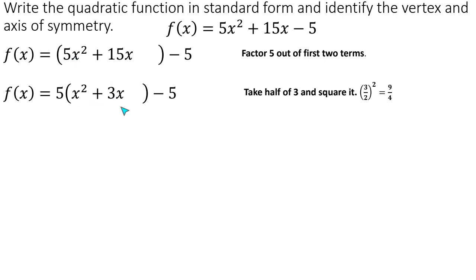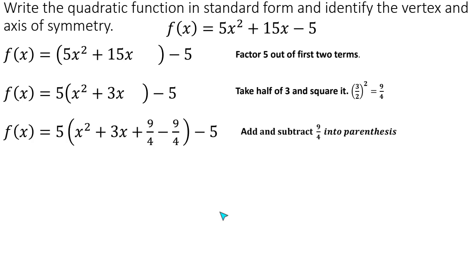Our next step is take half of 3, so we're going to have 3 divided by 2, so that's a half, and then square it. So I'm taking half, 3 divided by 2, and then I'm going to square it. So I get 9/4. Okay. So what we want to add is 9/4 minus 9/4. And then we continue. So now we want to get rid of this negative 9/4. So we're going to bring it out, but we have to multiply it times 5.